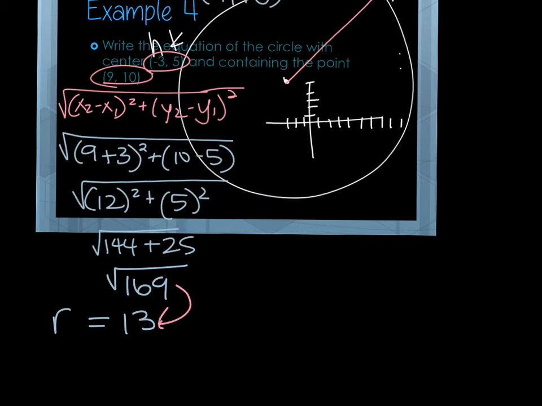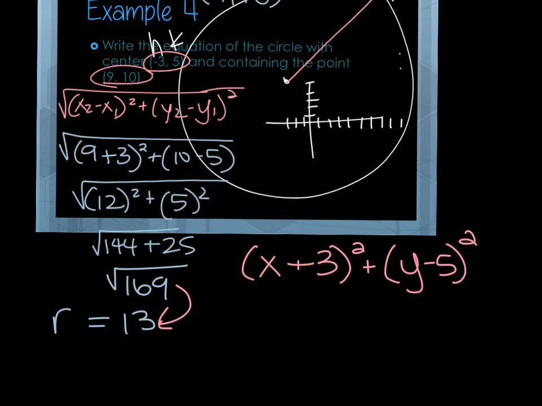But we don't even need to go to this next step unless it asks explicitly for the radius, because when we put it back in the equation, we're squaring it. So then I would get x minus the h, so x minus a negative 3 becomes (x plus 3) squared, plus (y minus 5) squared equals the radius squared, which is 169.